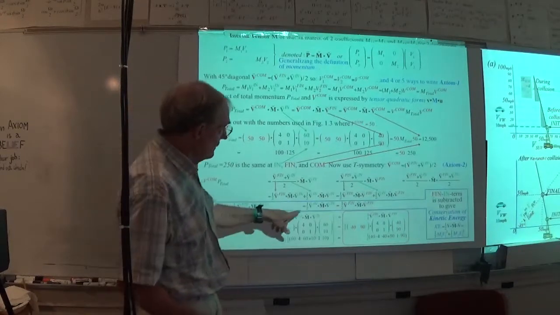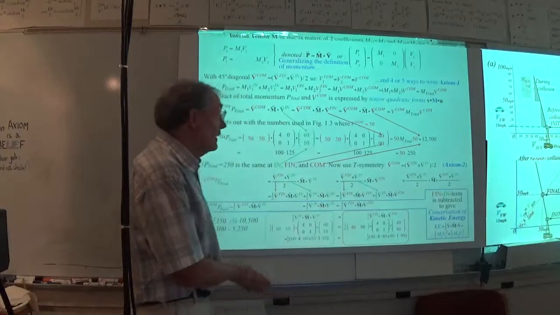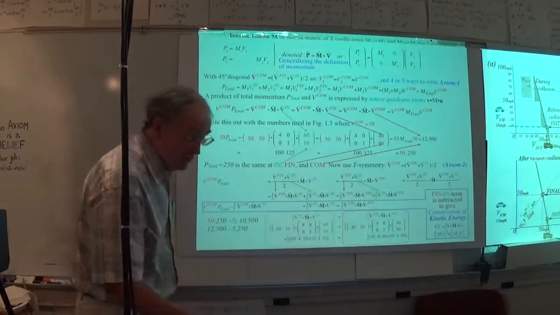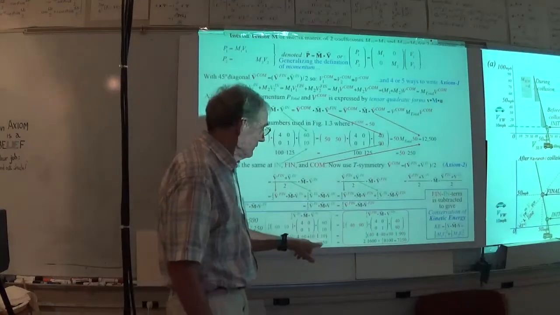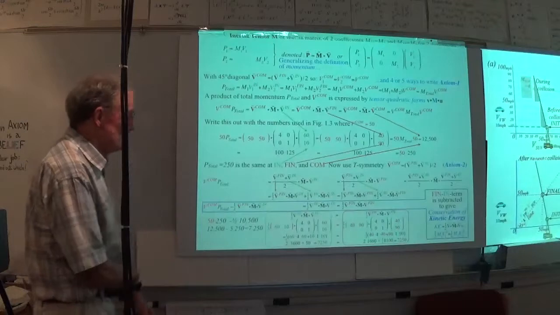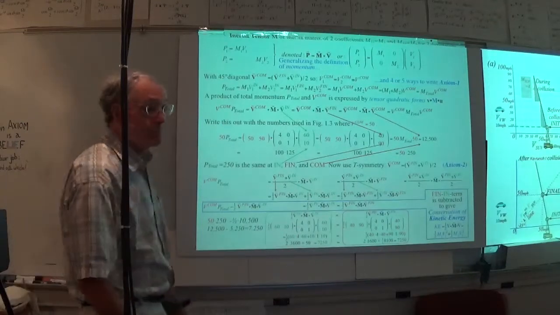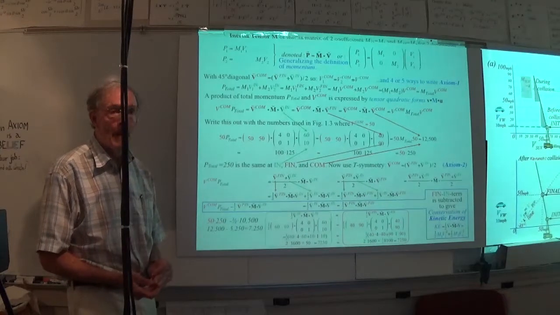So here's the kinetic energy for this guy right here. Here's the kinetic energy for that guy. According to what we've done, it should be equal. Bingo, 7,250 for each. Okay? Is all making sense? More or less?